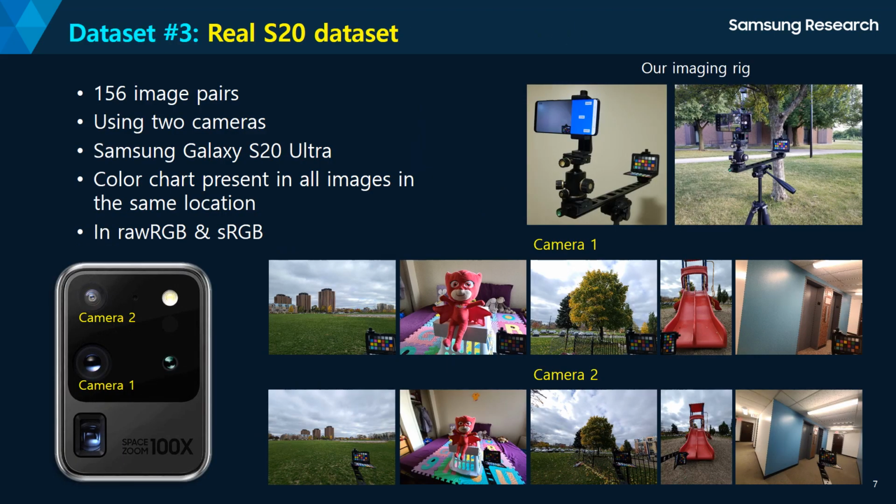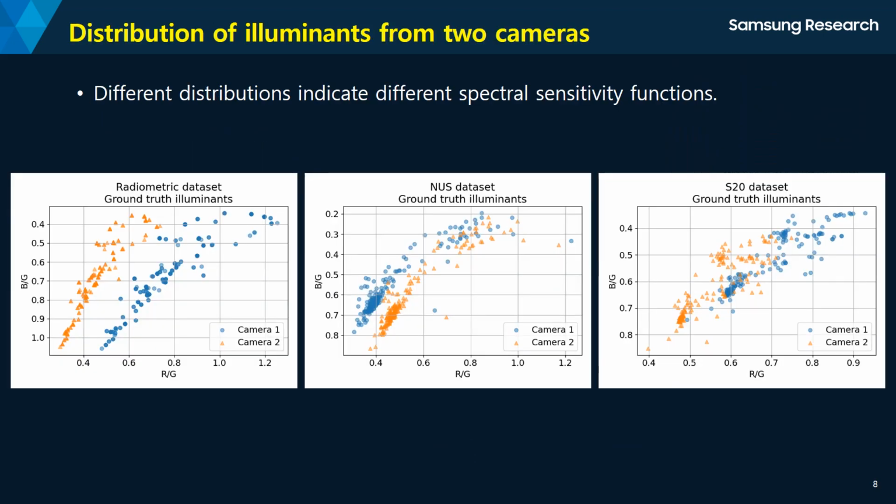We collected a third dataset that consists of 156 image pairs captured with two cameras of the Samsung Galaxy S20 Ultra. All images contain the color rendition chart in a fixed location in the images and are provided in raw RGB and sRGB color spaces. If we look at the distribution of the ground truth illuminants from the two cameras from each of the three datasets, we can see that the two cameras have different distributions of illuminants, which indicates that they have different spectral sensitivities.